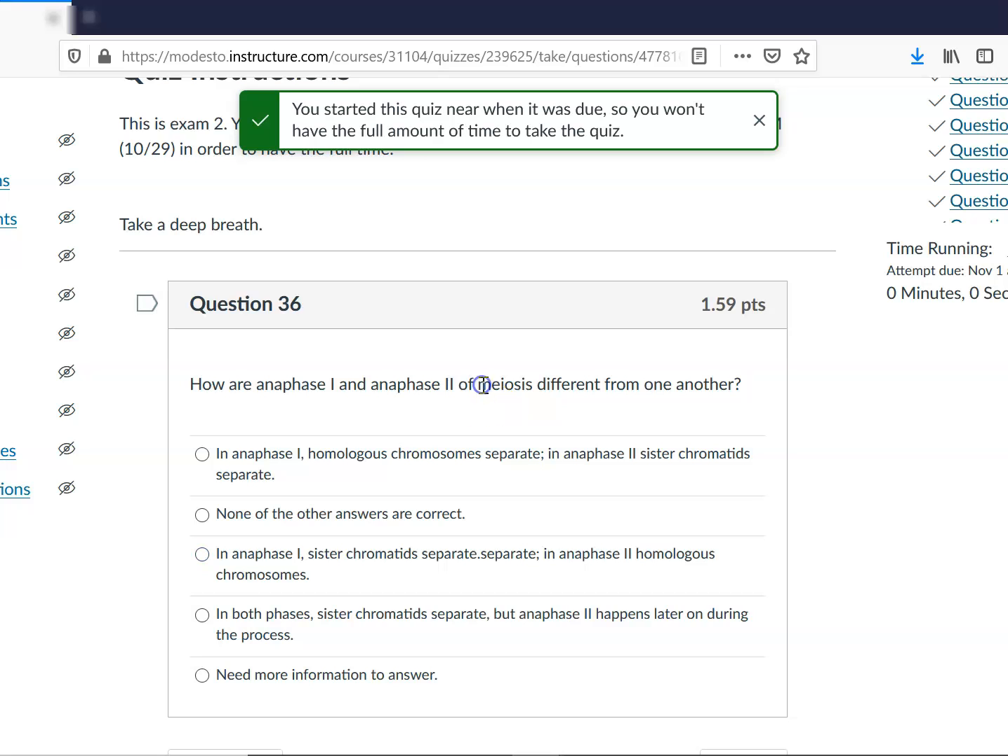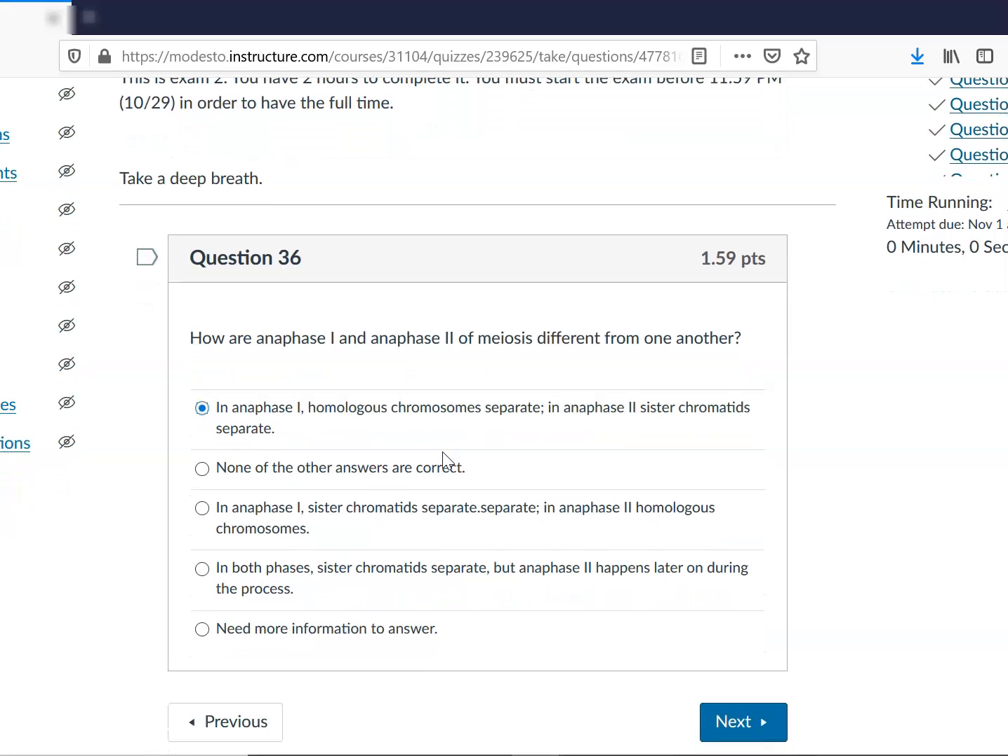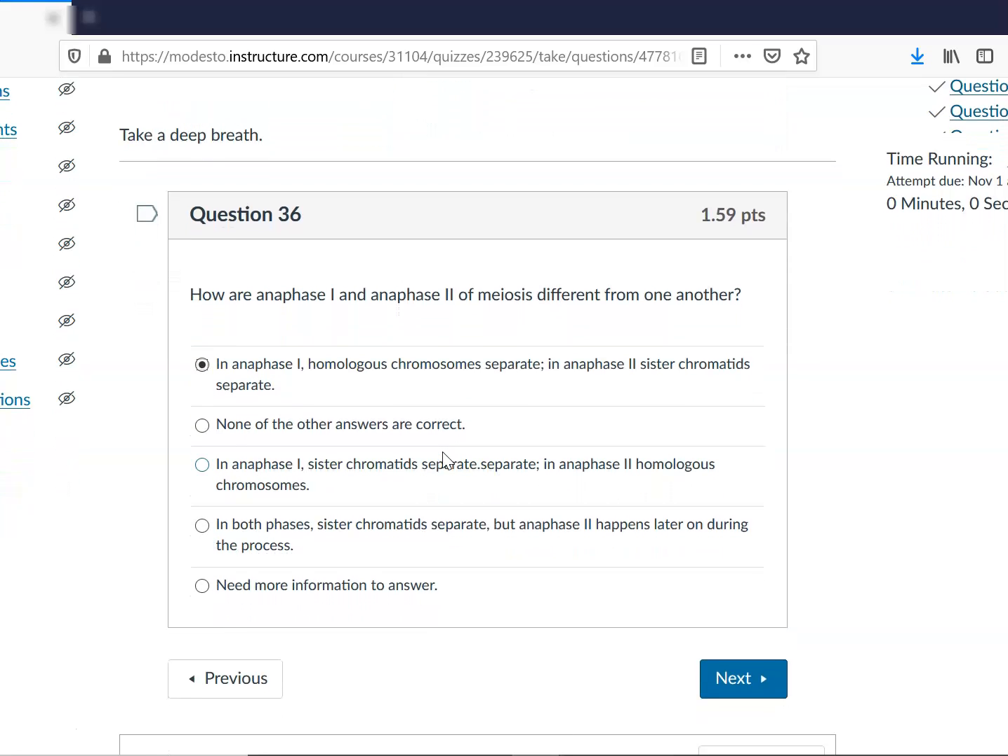How are anaphase 1 and anaphase 2 of meiosis different from one another? Anaphase 1, homologous chromosomes separate. Anaphase 2, sister chromatids separate. Yeah, that's the best answer there.